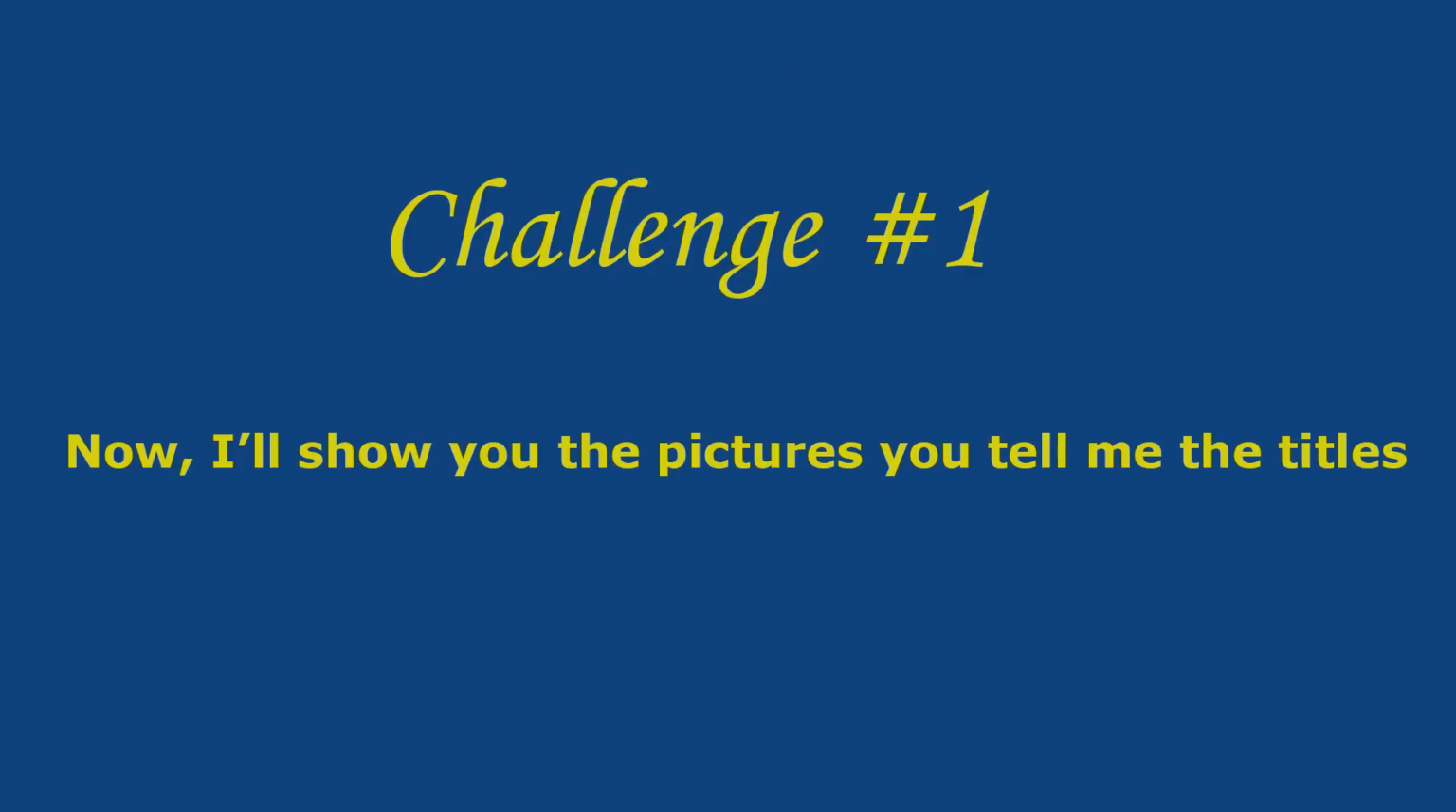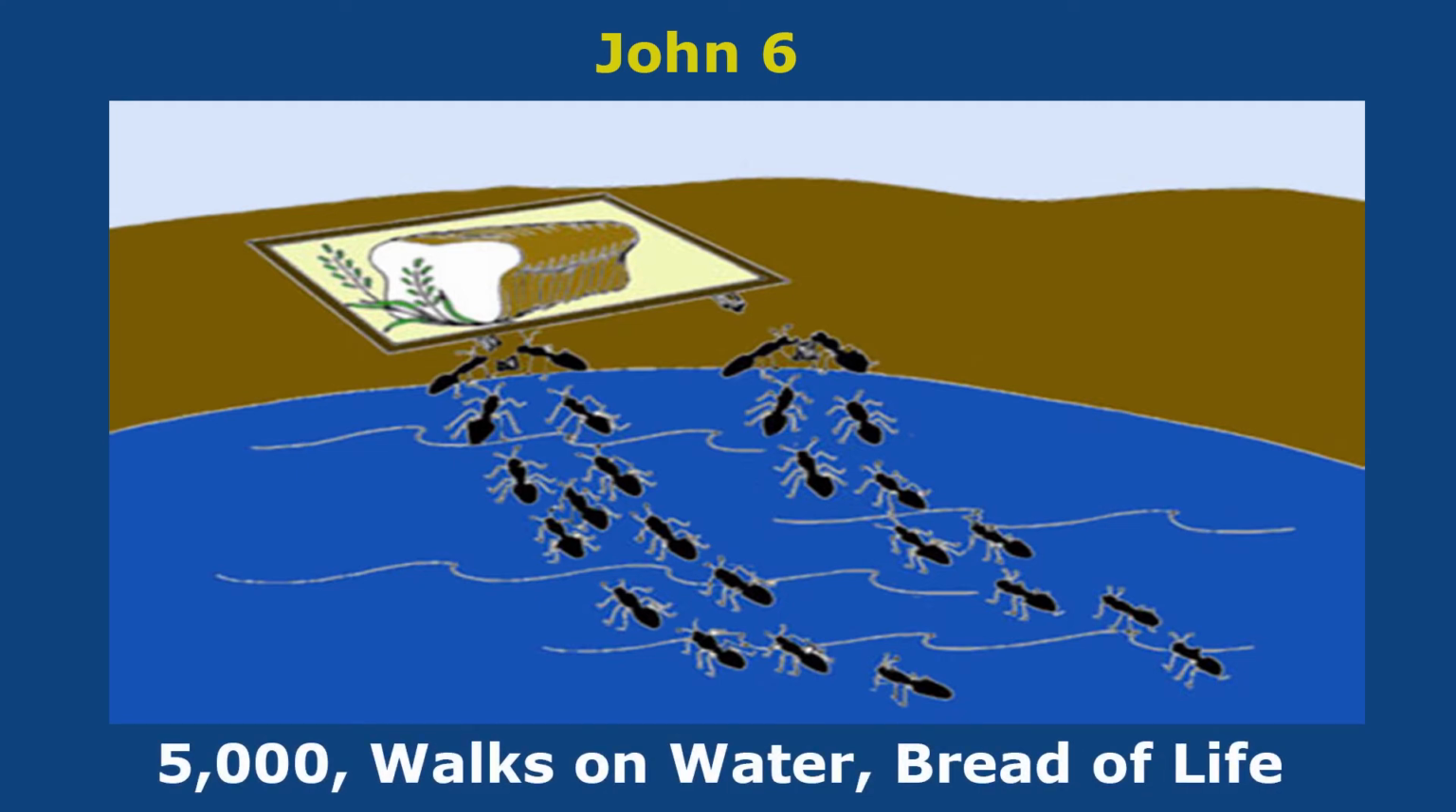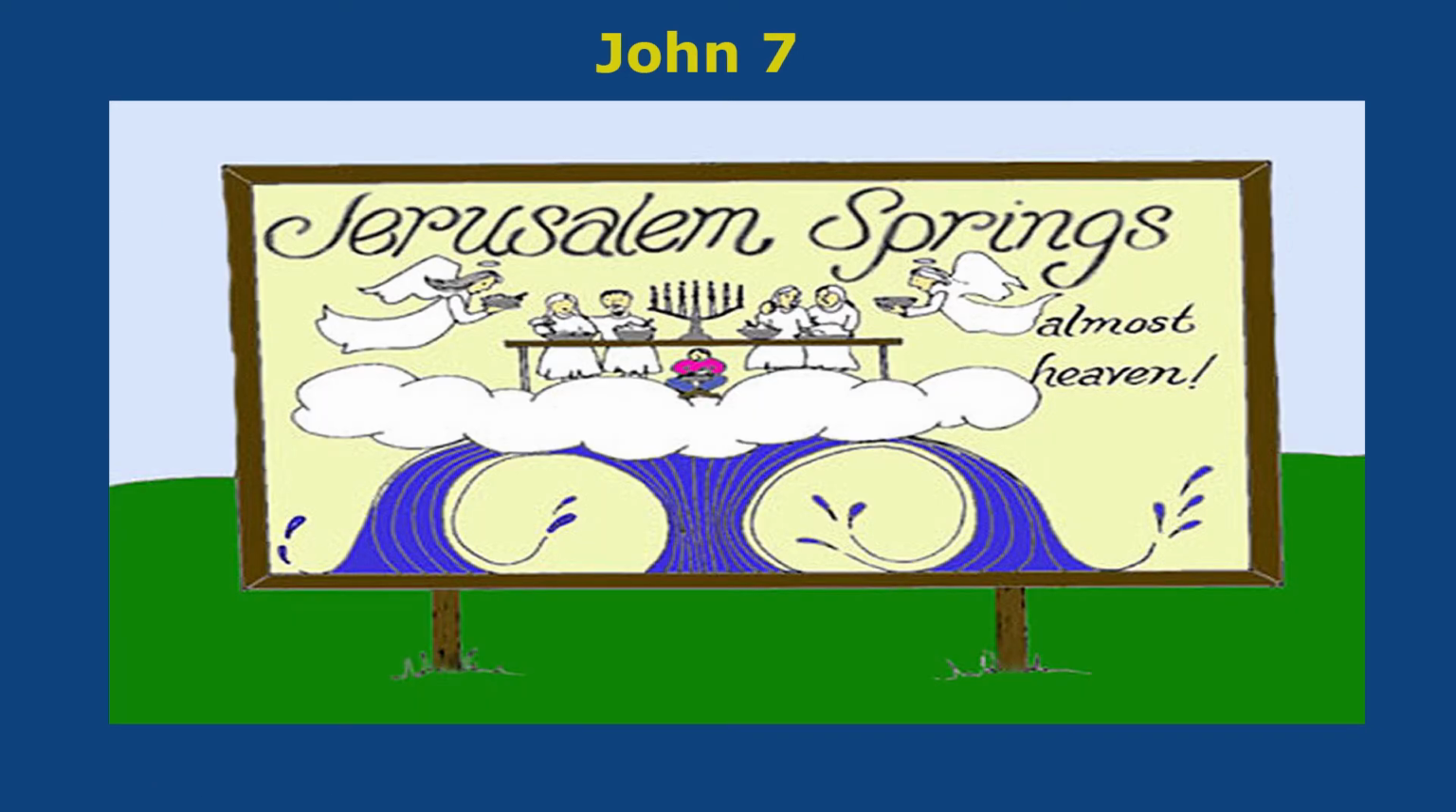All right, challenge number 1. I'll show you the pictures. You tell me the titles. What are the titles for chapter 6? That's right. Chapter 6 is 5,000, walks on water, bread of life.